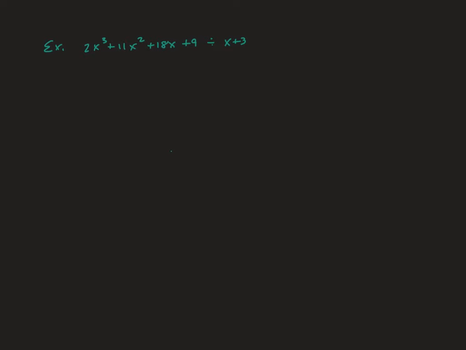So we have 2x cubed plus 11x squared plus 18x plus 9 divided by x plus 3. All right, so if I write this in the form x minus -3, okay? So that means my k value that I'm going to be dividing by, my divisor, is going to be -3. And then I'm going to set my synthetic division up using just my coefficients and constants. So I'm going to have 2, 11, 18, and 9.